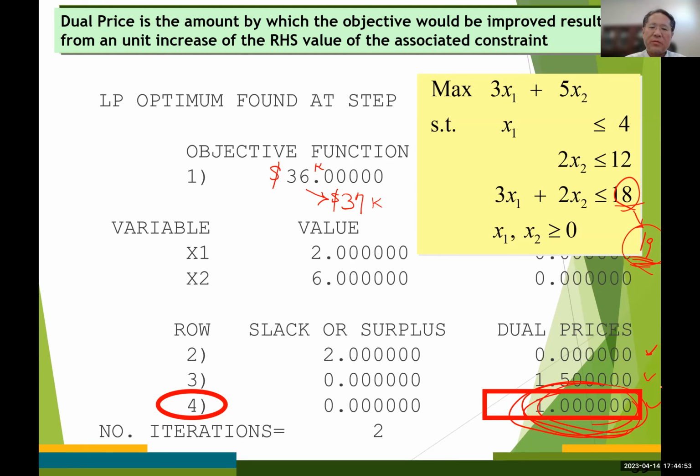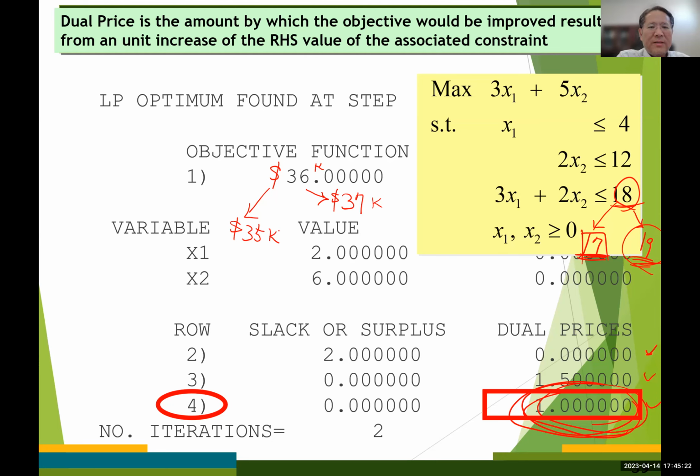Now, what if the right-hand side value of the last constraint is decreased from 18 to, let's say, 17? Then what's going to happen? The objective function value will decrease to 35, okay, right?